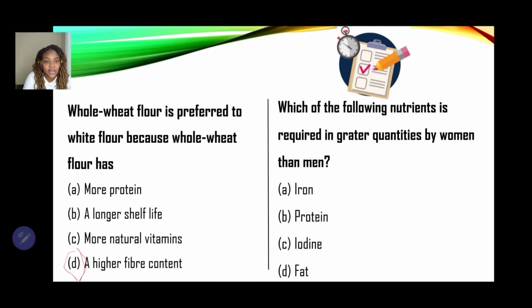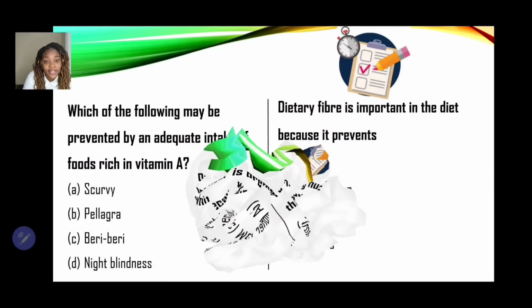All right, our next question. Which of the following nutrients is required in greater quantities by women than men? Right? A, iron, B, protein, C, iodine, and D, fat. Now the ideal response there is iron, because women menstruate monthly and therefore they need constant and adequate intake or supply of the mineral iron to prevent what? Iron deficiency anemia.